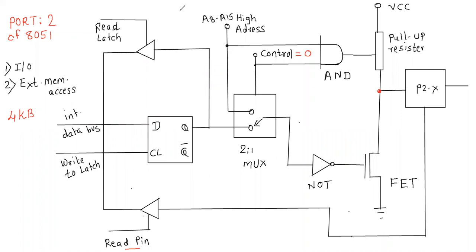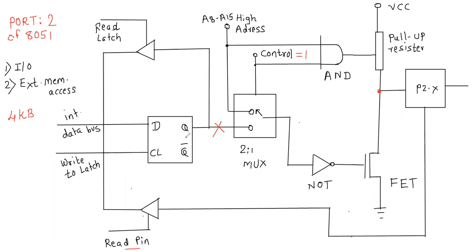For that, initially the control line which we have made as 0, now we have to make this line equal to 1. So the control line becomes 1. The moment the control line becomes 1, the switch will be appearing at the upper position. So this switch is now coming here and it will be disconnected from here. The moment the switch is at this position, now this latch is completely disconnected from the port pin.